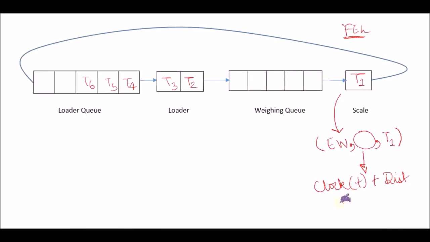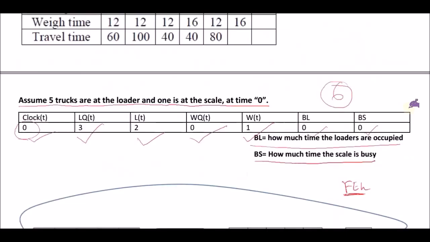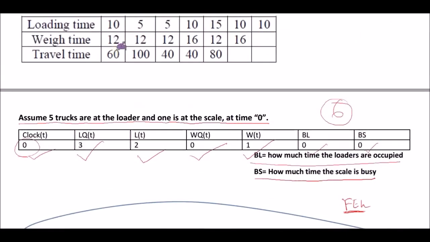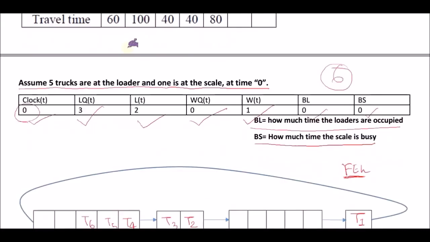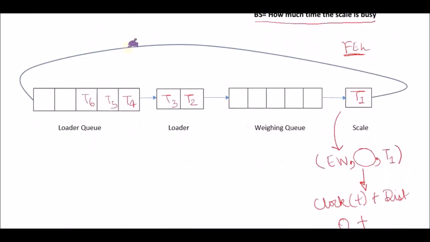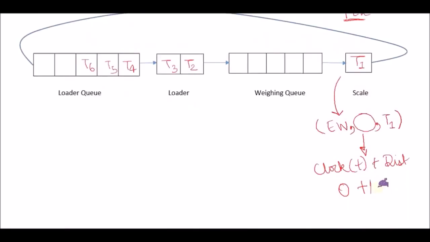So, at this instance, clock is 0. And since this is the first weighing time, we need to look at our table. That is this, the weighing table. So, this is also gone. So, we have to consider 12. So, it's going to be 0 plus 12. So, that's going to give me 12. So, that is one future event list, where T1 is going to finish weighing at time instance 12.